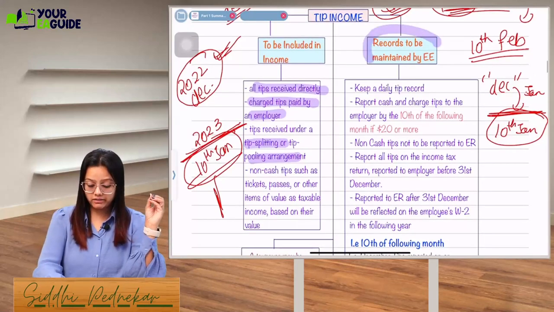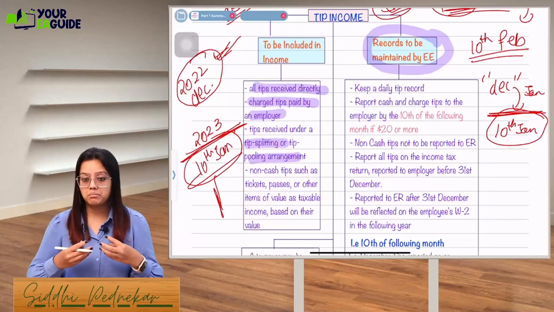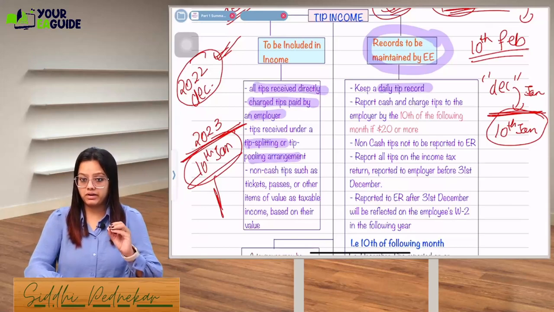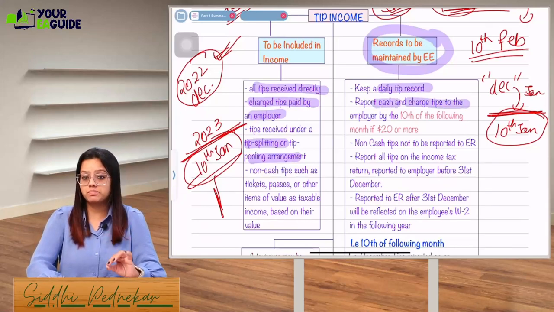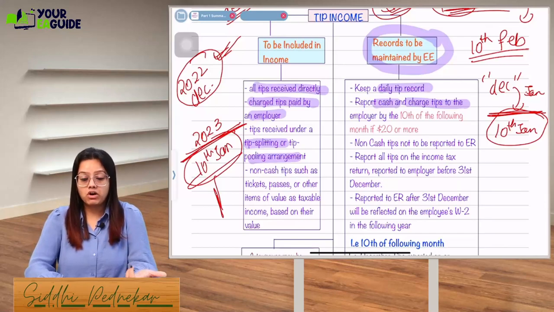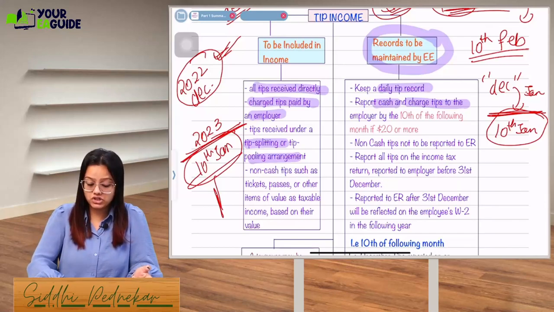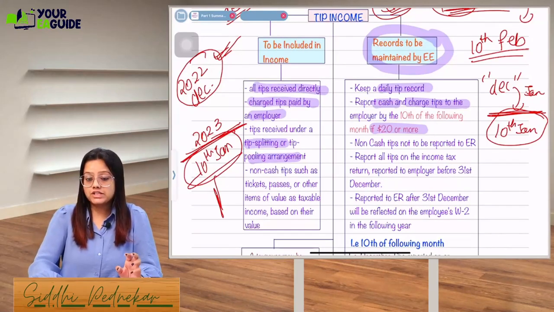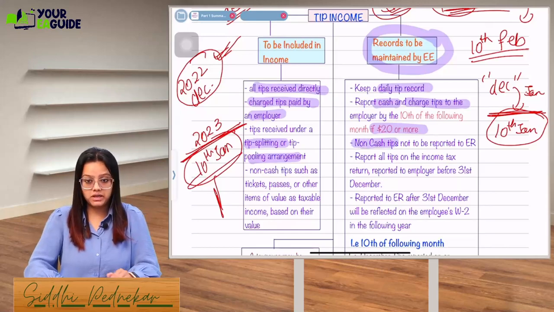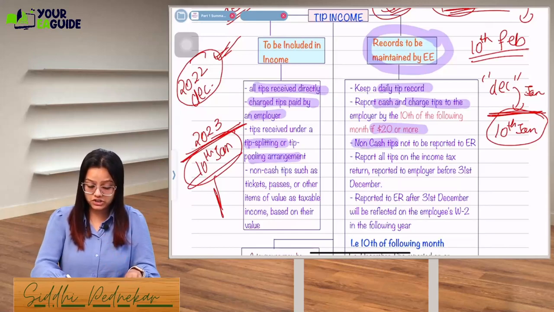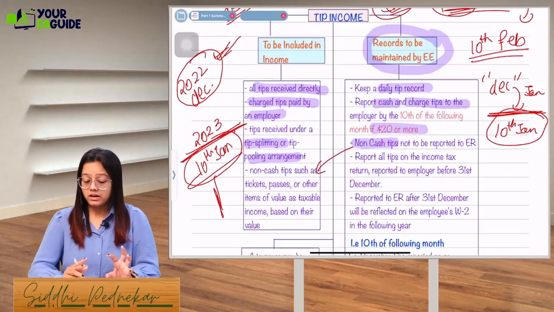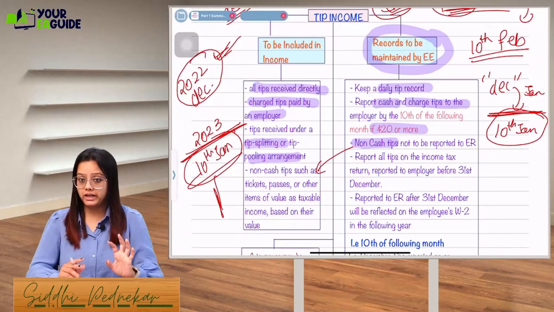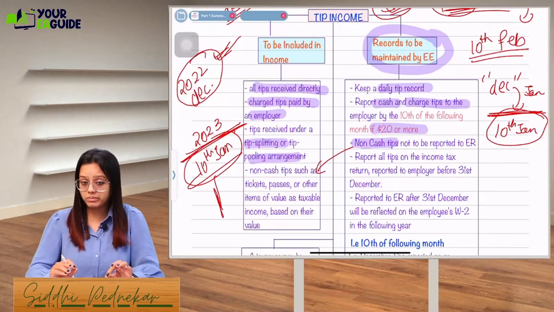Now what are the records which need to be kept by the employee? As an employee, when I'm receiving the tip, I'll have to keep a daily tip record, and report the cash and charge tips to the employer on the 10th of the next month if my tip income is $20 or more. If it's a non-cash tip, then I don't have to report it to the employer, but it will be included in the income. Remember, understand the difference between what is to be included in income and what is reported or maintained by the employee as records.